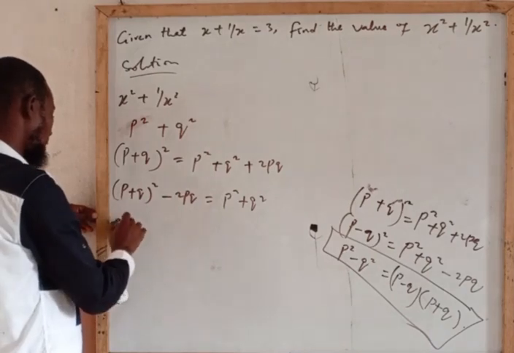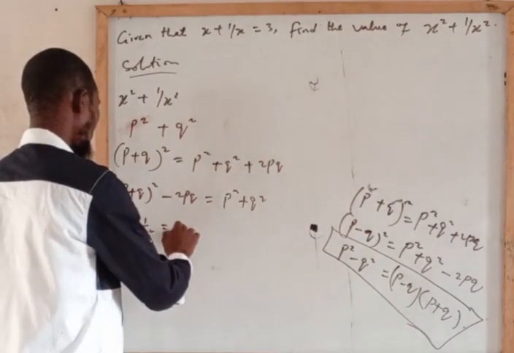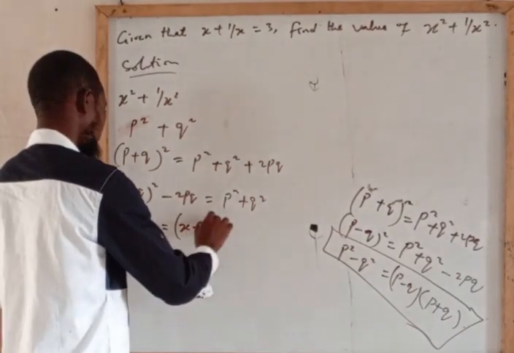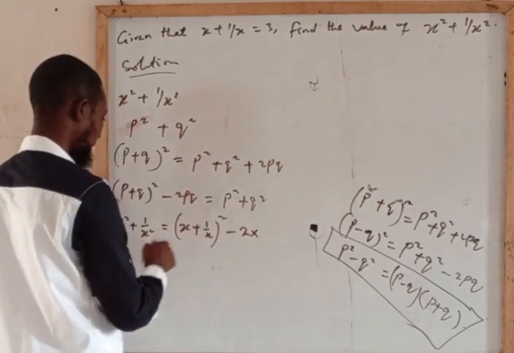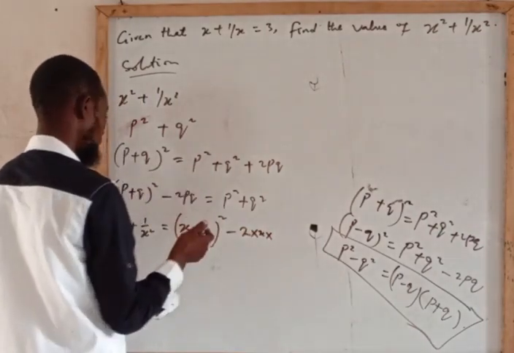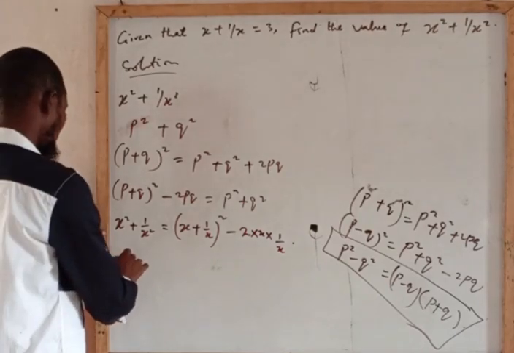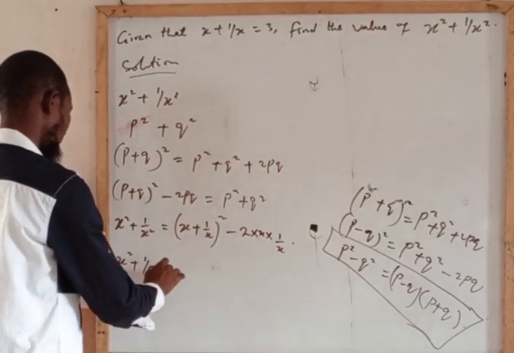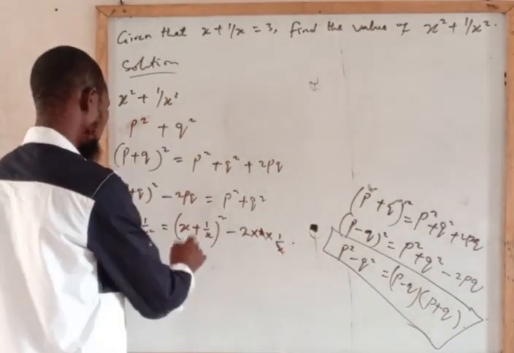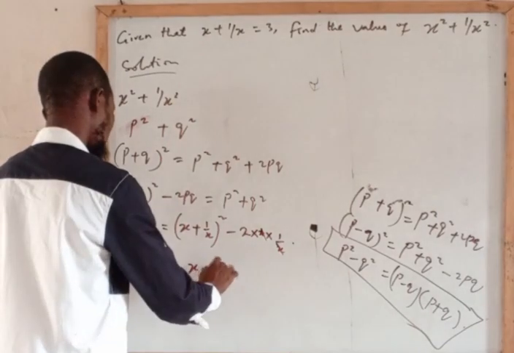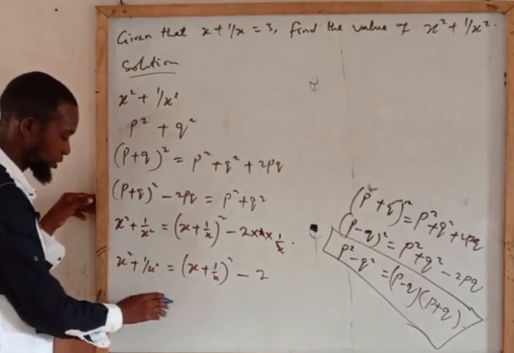So it means I'm looking for x squared plus 1 over x squared, which will be equal to x plus 1 over x, everything squared, minus 2 multiplied by p, which is x, this first item, while q is 1 over x, so x multiplied by 1 over x. All right, so I can progress by saying x squared plus 1 over x squared is equal to, this will cancel this, I'm now left with x plus 1 over x squared minus 2.